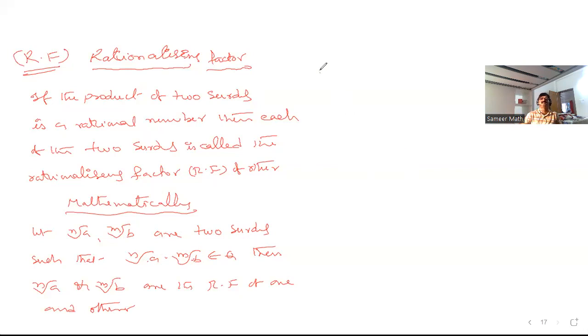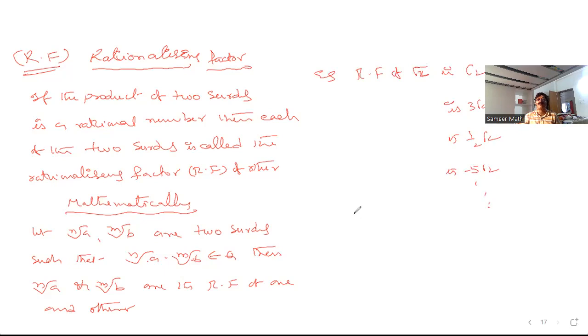Right. For example, I'll write here: RF of root 2. What does the RF of root 2 mean? People are going to say it is root 2. I will say not only root 2, 3 root 2 is also an RF, correct? 1 by root 2, correct? Minus 5 root 2, correct? Like this, you can give n number of examples.